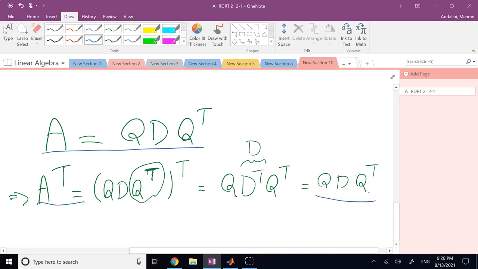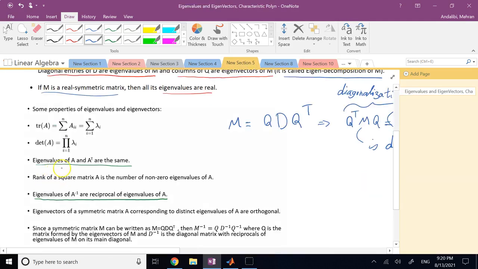So what does it mean? It means the eigenvalues of A are the same as eigenvalues of A transpose. And that's what you see here. So transposing a matrix is not going to change the eigenvalues. Taking inverse of a matrix will make the eigenvalues to be reciprocal of the original ones.